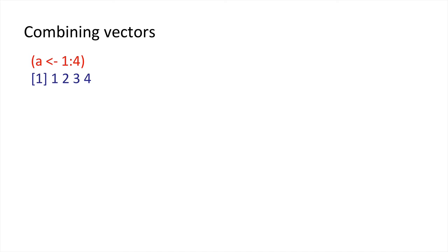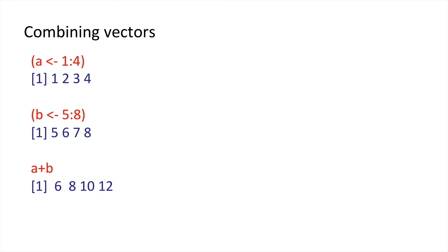Let's have a look at how we combine vectors. Here A is defined as the collection of numbers between 1 and 4. B is likewise defined as 5 to 8. Then we can ask what A plus B is, and we can simply get the answer 6, 8, 10, and 12, because we're simply adding up the element for element combinations.